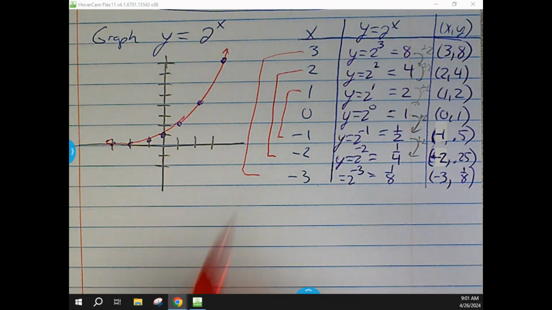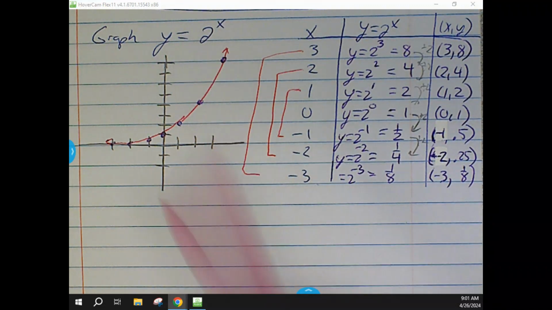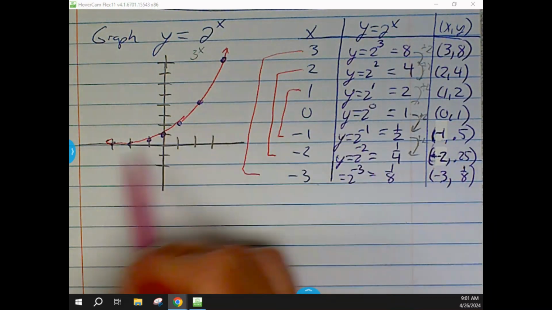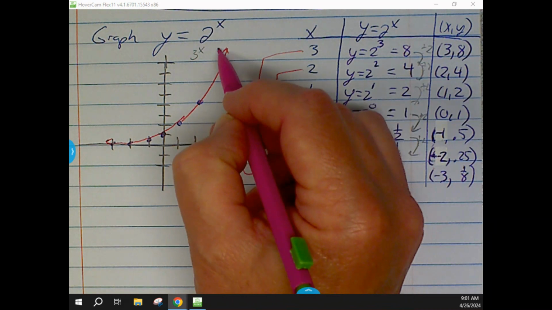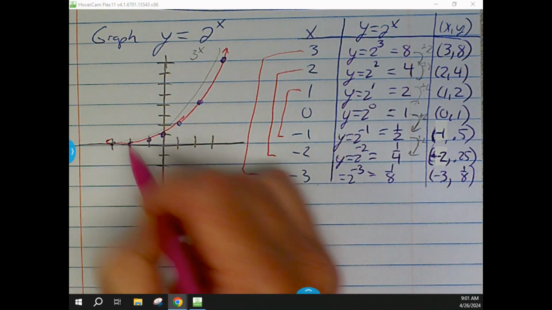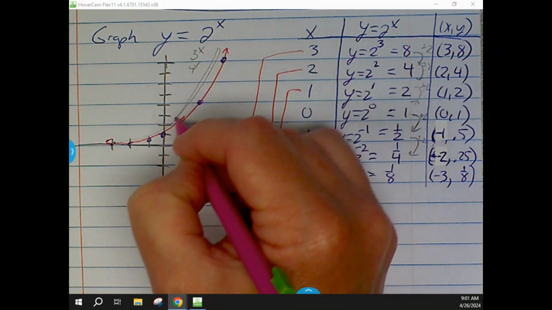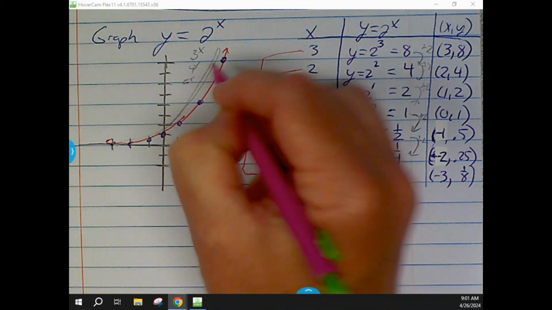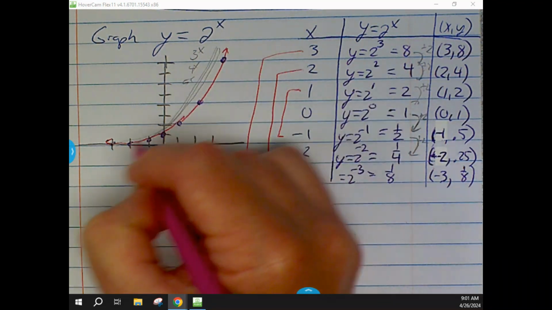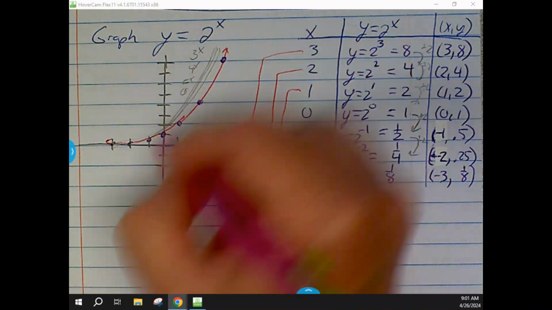So that's the basic graph that you get for your exponential function. The only difference is that if this base had been 3 to the x power, the graph is going to look exactly the same. It's just going to get a little bit steeper. If it was 4 to the x power, it would be a little bit steeper than that. If it was 5 to the x power, it'd be a little bit steeper than that. If it was 6 to the x power. So basically, the bigger the number, the faster this line is going to go up.